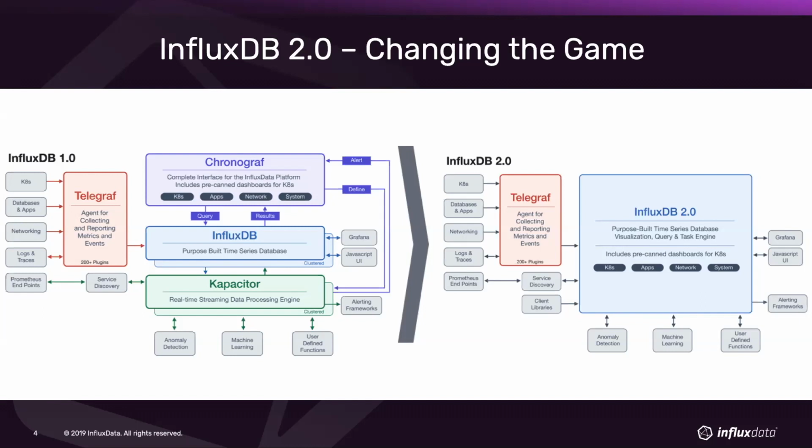And second is the InfluxDB, which is the purpose-built time series database, kind of that core storage database of our Influx data product. And the C and the K are Chronograph and Capacitor. Chronograph is the visualization tool for the DB, and Capacitor is the data processing engine. And the big change from InfluxDB 1.0 to 2.0 is that we took the ICK part of the 1.0 product and merged it into one UI.